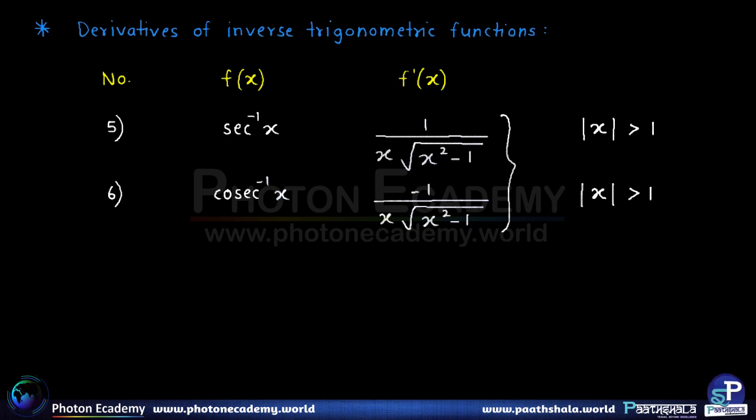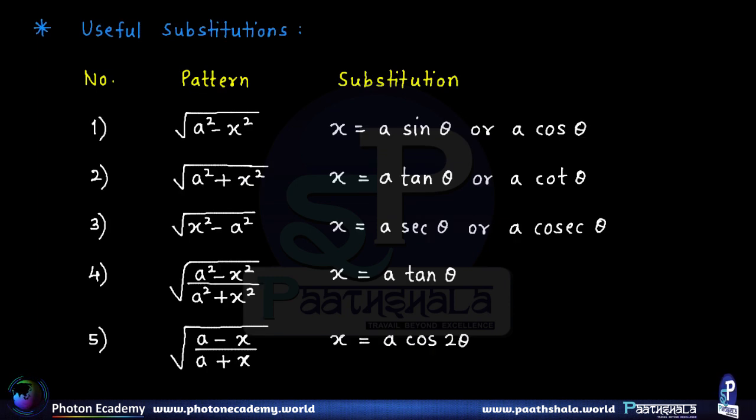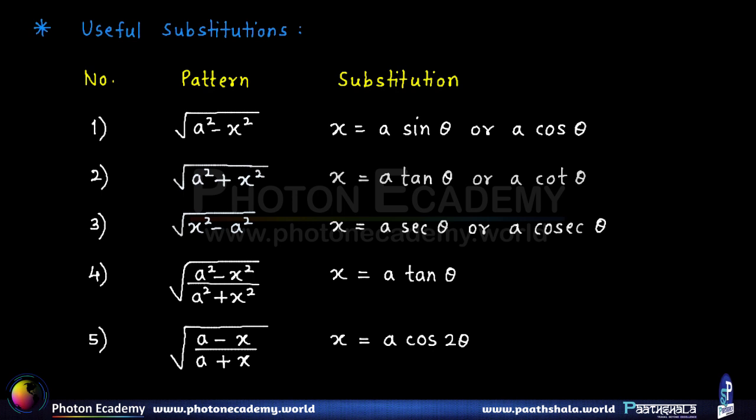Now apart from this, there are some standard shortcuts, or rather the substitutions, which we need to use so that the differentiation of inverse functions gets very much simplified. So let us see what are those substitutions that we often need to use. So here is the list of them. We will see a couple of patterns and what substitution will work for that. Let's consider the first pattern, that is root of a square minus x square. In this case, we put x as either a sine theta or a cos theta.